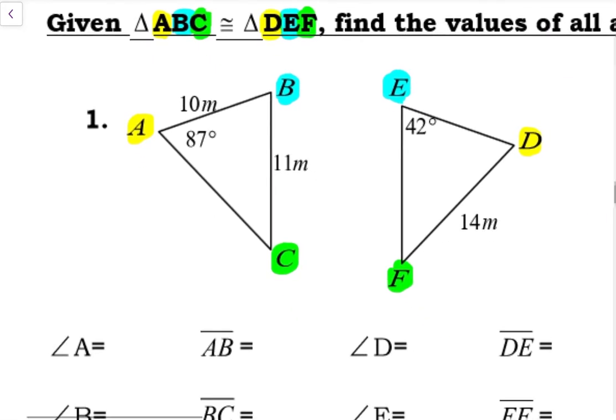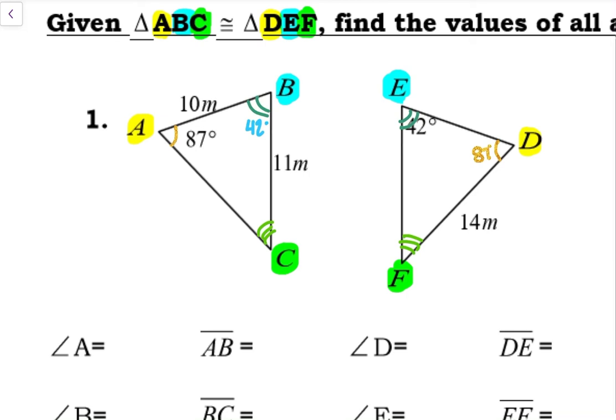Okay, so now those are all my corresponding points, so I know that all of those angles are going to be the congruent ones. So A goes with D, B goes with E, and C goes with F. So let's fill in the ones I don't know. For B and E, I know E is 42, so B has to be 42 because they're congruent to each other. And A, I know is 87, so D also has to be 87 degrees. Now let's find C and F. Really, I just need to find one of them because they are congruent to each other.